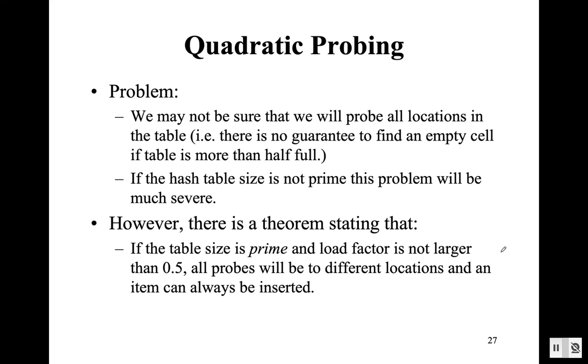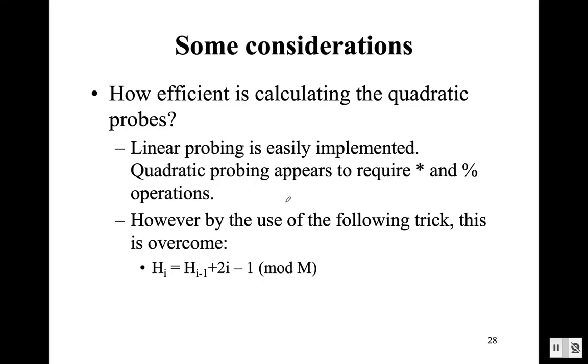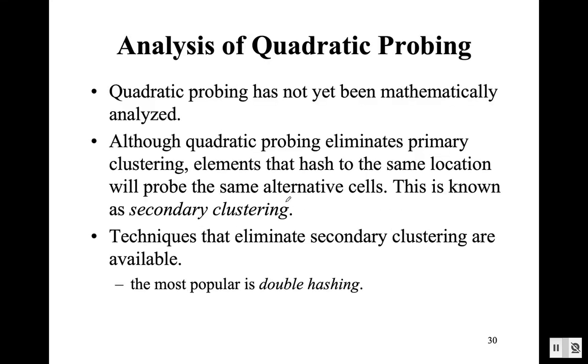So here the problem is that we may not be sure that we will probe all the locations in the table. In linear probing, we know that we are going to use all the locations from the table, but in quadratic probing, we may not be sure that we will probe all locations in the table. If the hash table size is not prime, this problem can be much more severe.